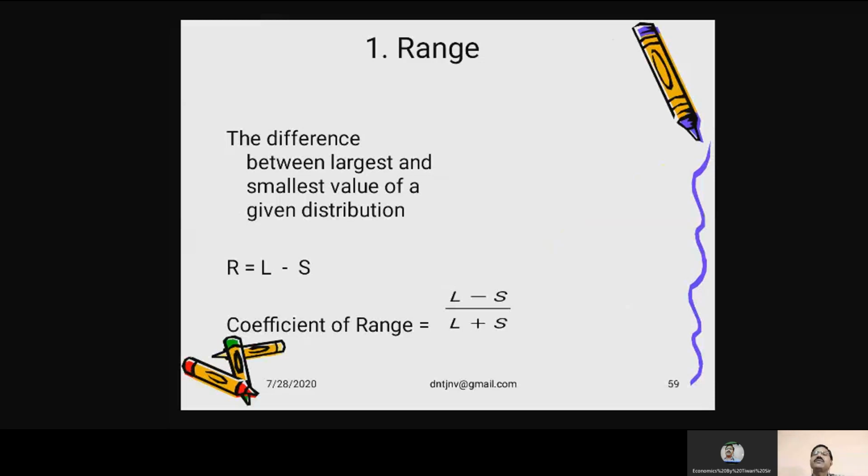Range is the difference between the largest and smallest value of a given distribution. So L is the indicator of largest, S is the indicator of smallest, and L minus S is the value of range. And to calculate the coefficient of range, you have to apply largest value minus smallest value upon largest value plus smallest value.